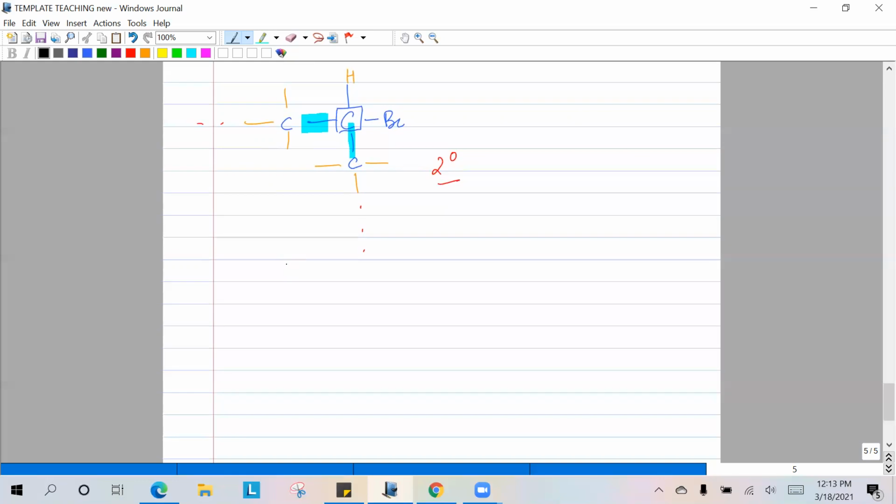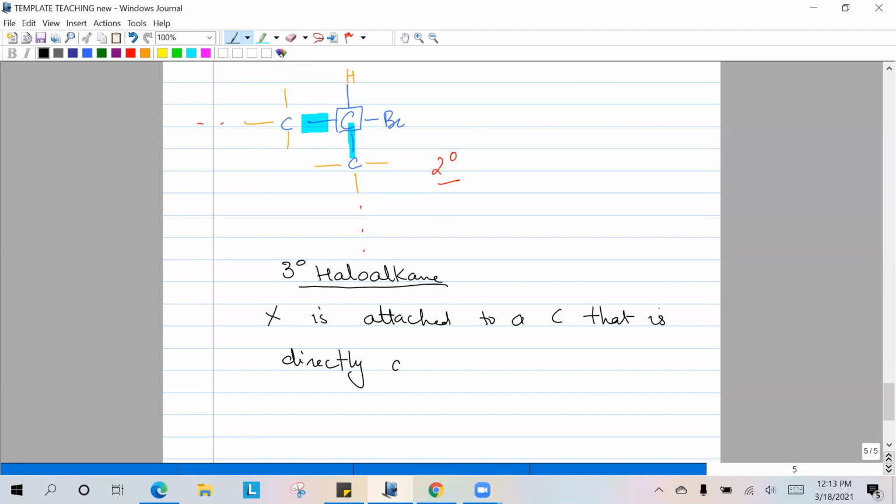The tertiary haloalkane: over here, the X is attached to a carbon that is directly attached to three carbon atoms.